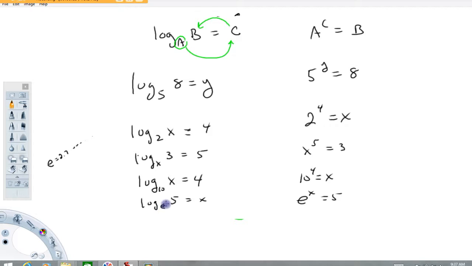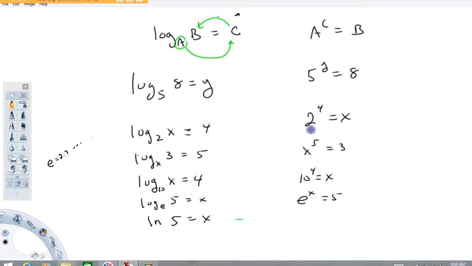Now, usually the natural log is not written like this. Log base e, very, very common, will be written ln. Something like natural log of 5 equals x. When you see an ln, it means log base e. So again, it'd be e to the x equals 5. I'm not going to recopy that one. All right, so you've got to be able to go between logarithmic form and exponential form.